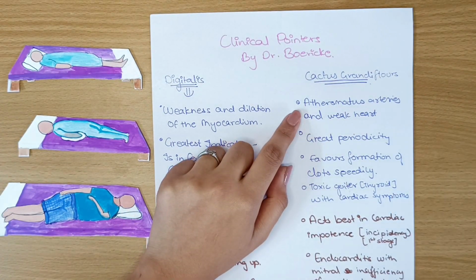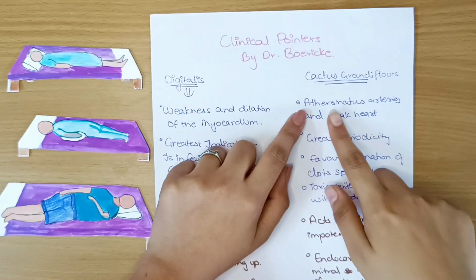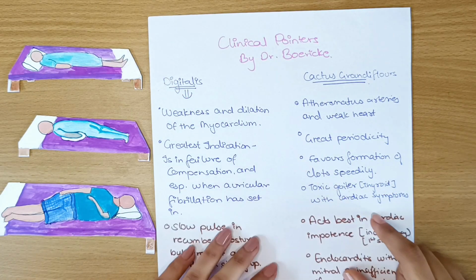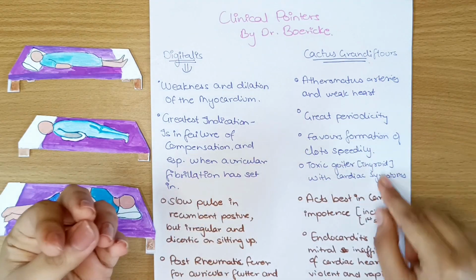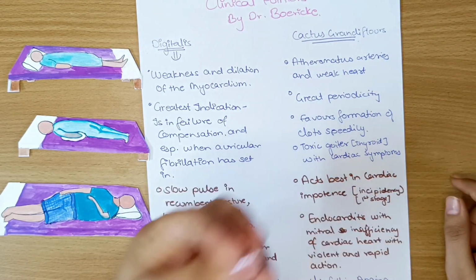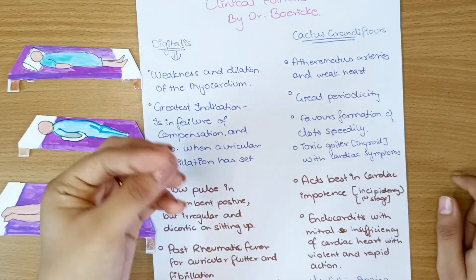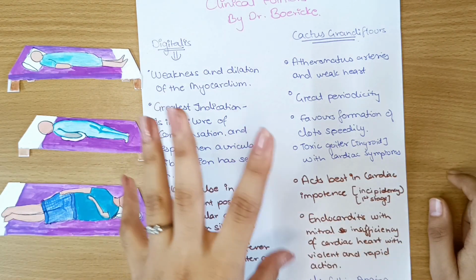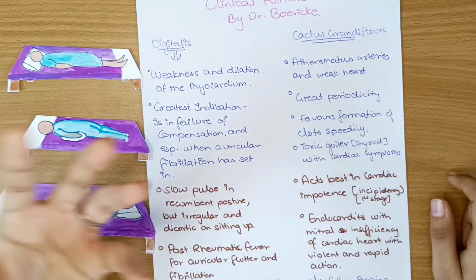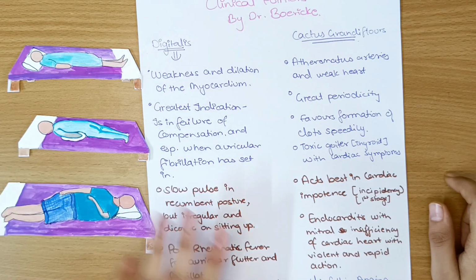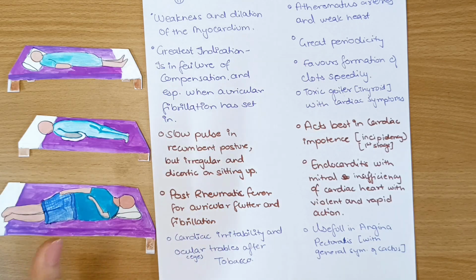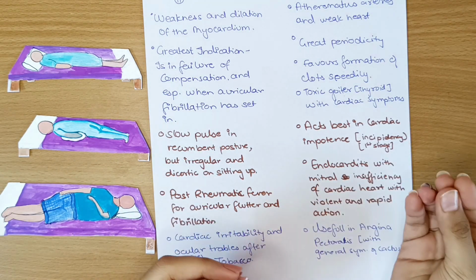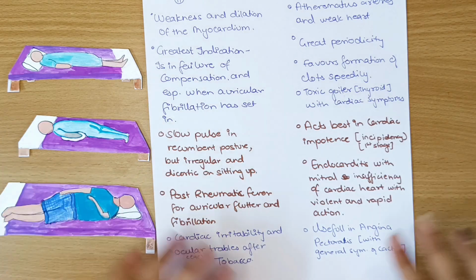In Cactus grandiflorus, we see that it can be used when there are atheromas in the arteries and a weak heart. There is great periodicity that we see in this remedy. It is also a very good remedy which can favor the formation of clots. It is used in toxic goiter when there are problems with the thyroid, with the cardiac symptoms that we've already discussed before. It acts best in cardiac impotence, that is the first stage when there are troubles with the heart. We can use it. A very good remedy.